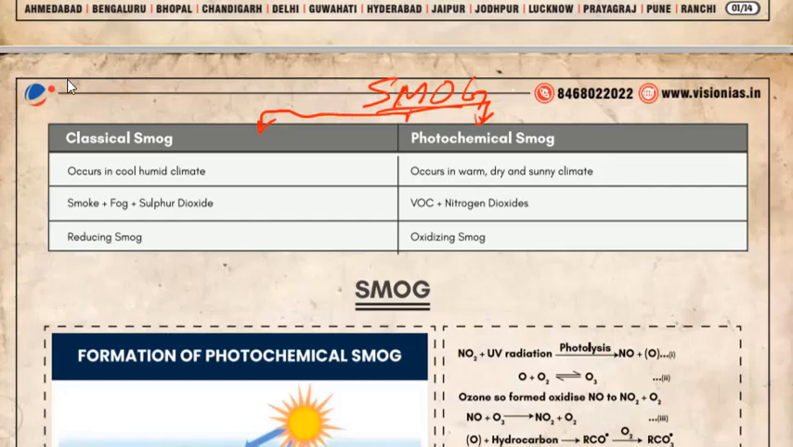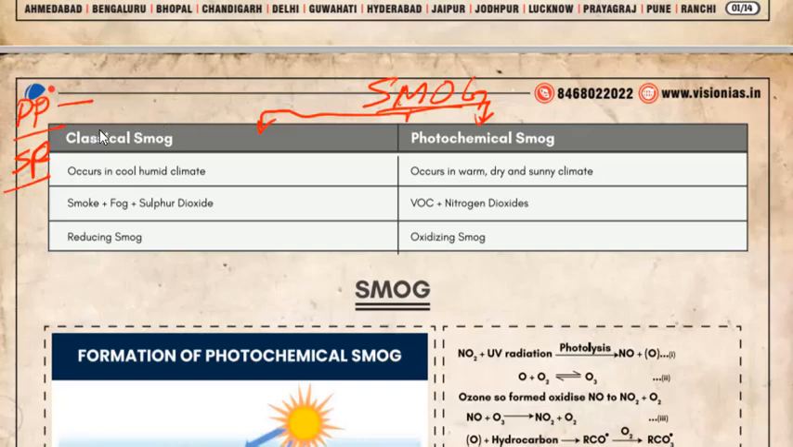What is the difference between primary pollutant and secondary pollutant? Then we will go to the next topic. What are the primary pollutants? First, let's define the primary pollutant, and then the secondary pollutant. Okay, what is the primary pollutant?